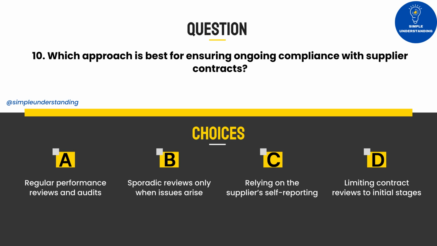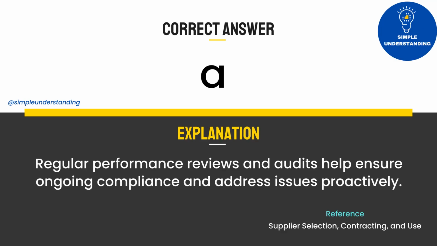10. Which approach is best for ensuring ongoing compliance with supplier contracts? A. Regular performance reviews and audits. B. Sporadic reviews only when issues arise. C. Relying on the supplier's self-reporting. D. Limiting contract reviews to initial stages. Correct answer A. Explanation: Regular performance reviews and audits help ensure ongoing compliance and address issues proactively.